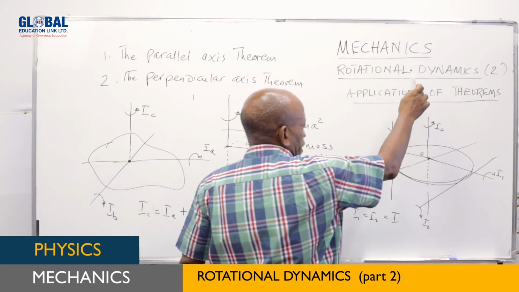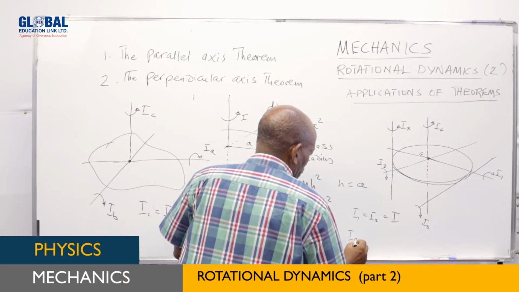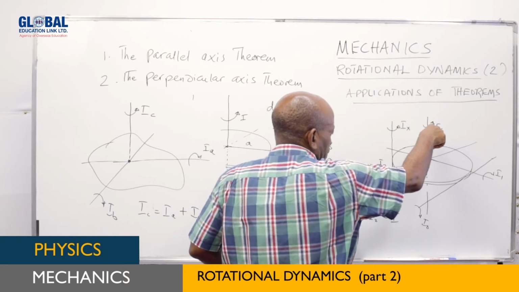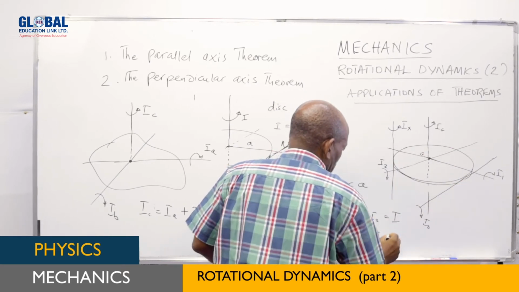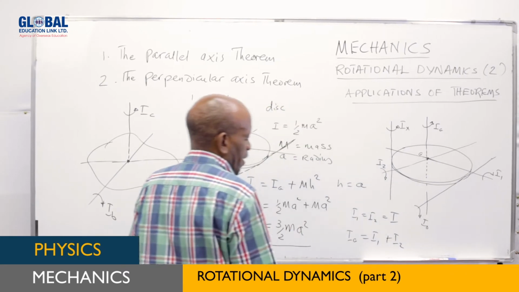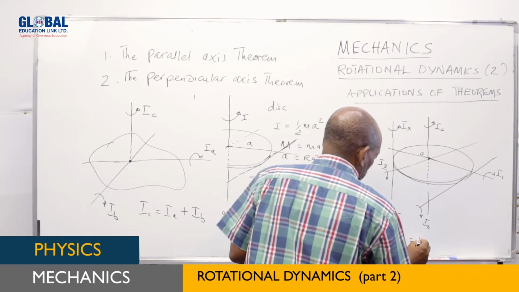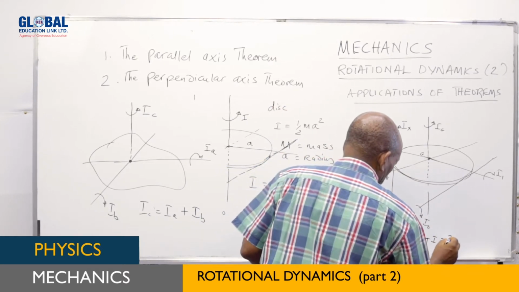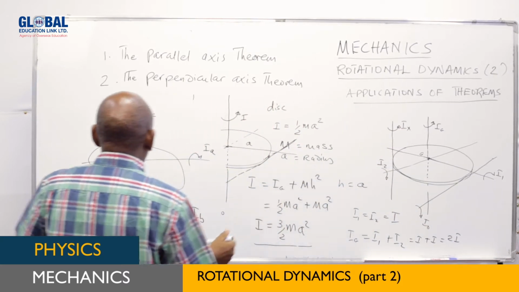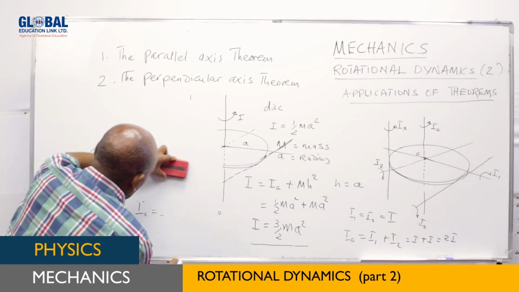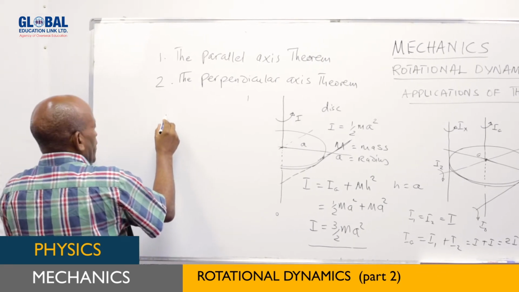Now, if I'm using the perpendicular axis theorem, then the moment of inertia through an axis passing perpendicular to a plane through its center will be equal to the moment of inertia of that particular axis plus the moment of inertia of the second axis. But I1 and I2 are the same, so this will be equal to I1 plus I2, which is 2I. But the moment of inertia through the center of gravity is equal to a half times mass times radius squared.